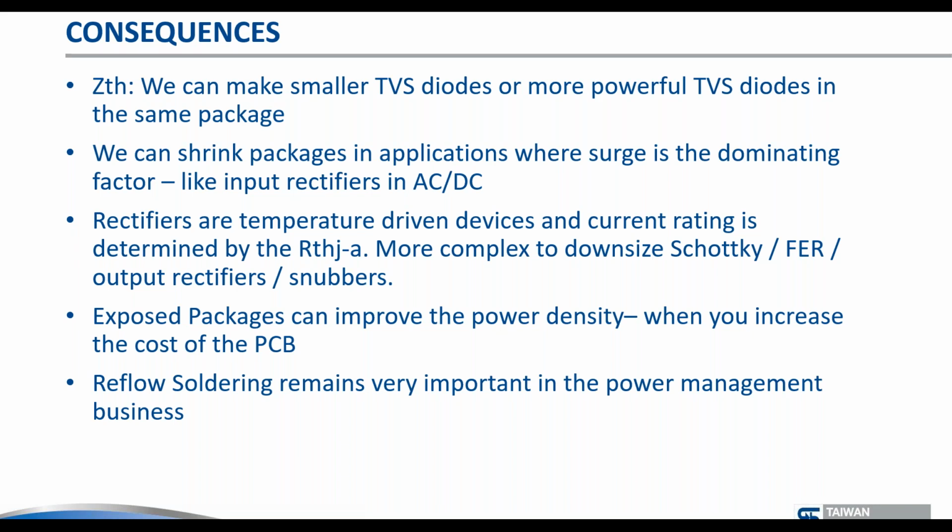When we talk about transient thermal impedance, TVS diodes are perfect. You can just put the die, if it works, in a smaller package. So this is just a perfect application for downsizing. The other ones are, of course, input AC to DC rectifiers, where obviously the surge is the dominating parameter, and the power dissipation in most applications is quite limited.